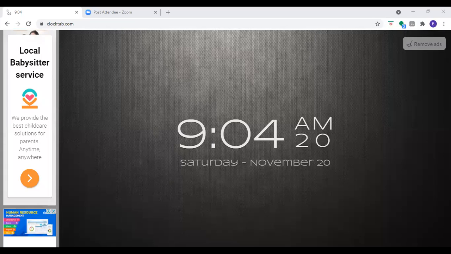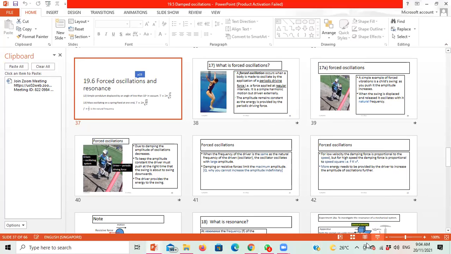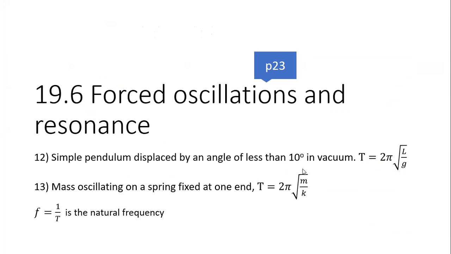Okay. Let us finish our topic. Yesterday we derived the formula for the simple pendulum, how the period changes with the length, and we also derived it for an oscillating mass on a spring. So that is what we did yesterday.